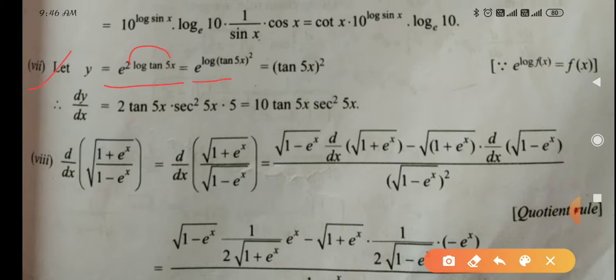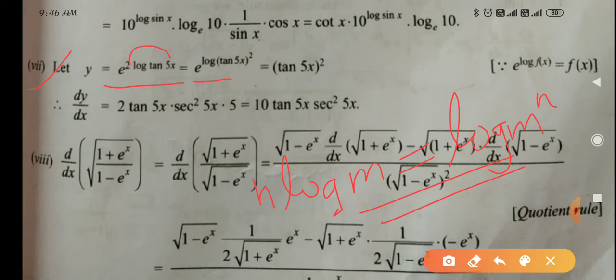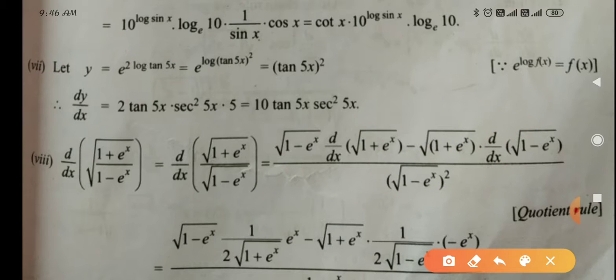It is the law of logarithm. I told you n log m equals log m to the power n. With this rule you are writing e to the power log 10x whole square. Now this rule you have to remember, it is new thing for you. If e to the power log fx is given, then directly you can write it fx. So here you can see e to the power log 10 5x whole square is given.